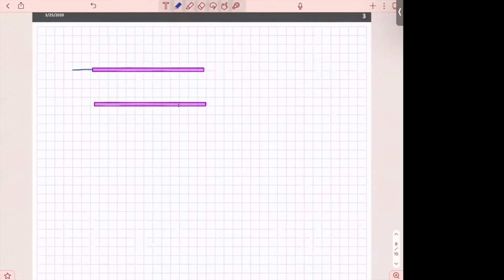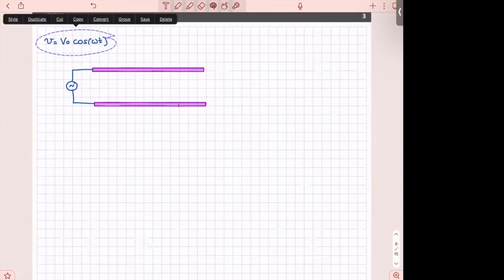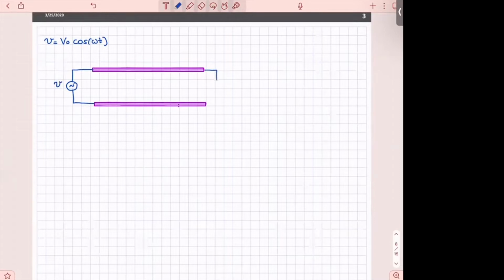Then I will assume that here I excite it with a harmonic source. This harmonic source, for now in the time domain, will be V naught cosine omega t. That's how I define it. And then I will assume that at the end I have a simple resistive load for the time being.